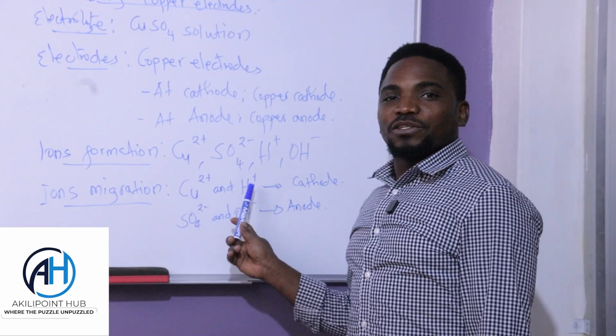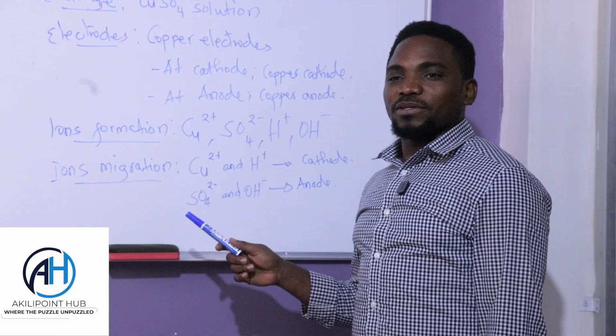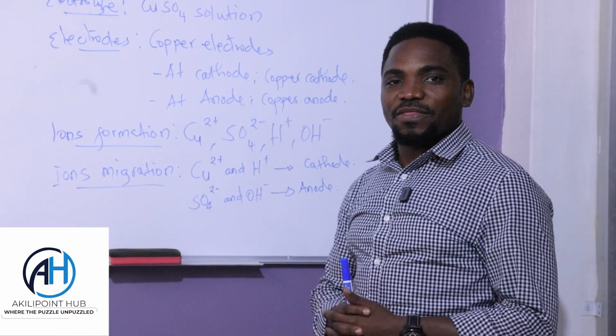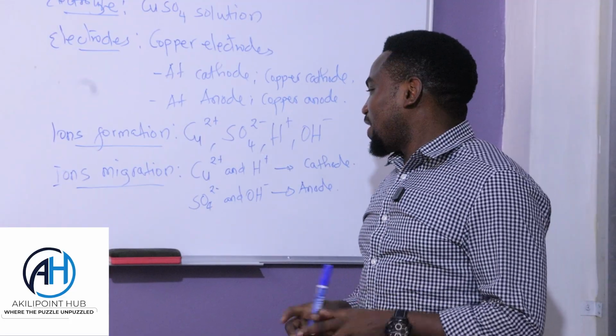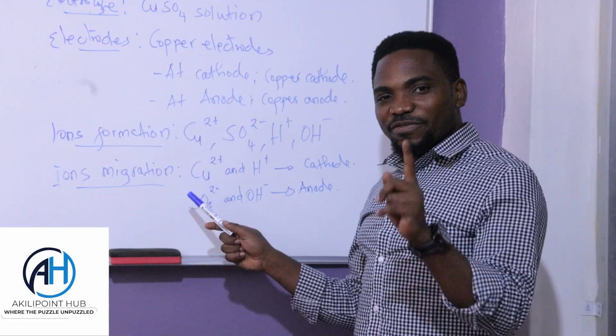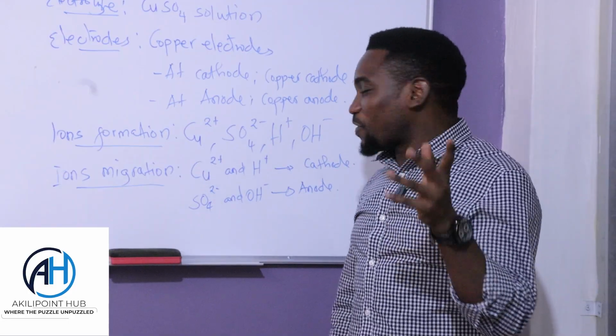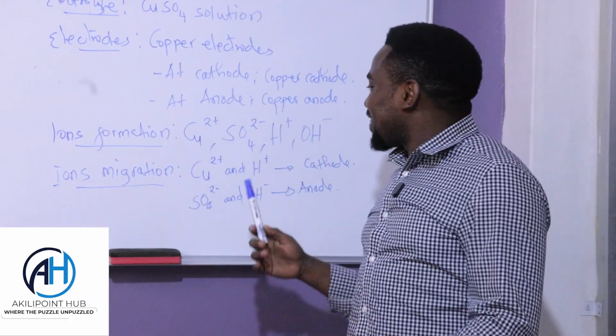Copper ions and hydrogen ions, they are all positively charged and they will all migrate to the cathode. But after reaching the cathode, one ion will be preferentially discharged. Which one? It's copper ions. These copper ions will be preferentially discharged just because it is lower in the electrochemical series than hydrogen.